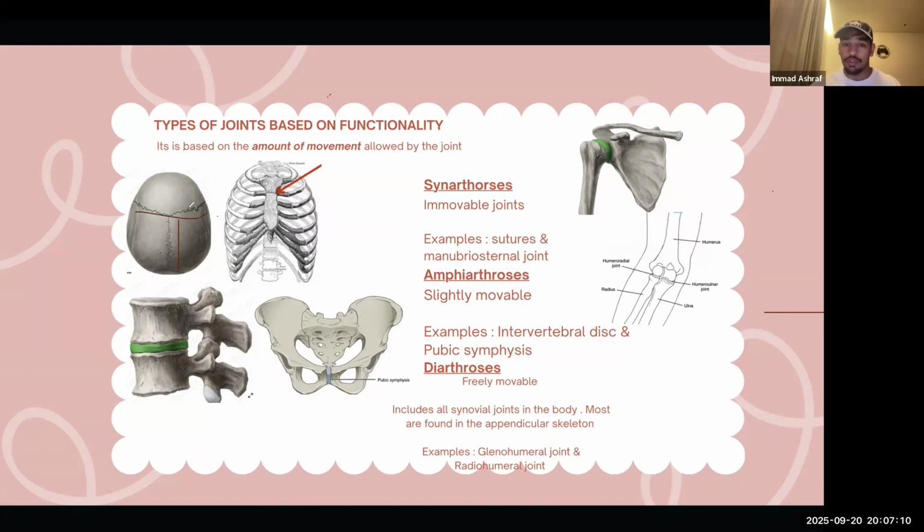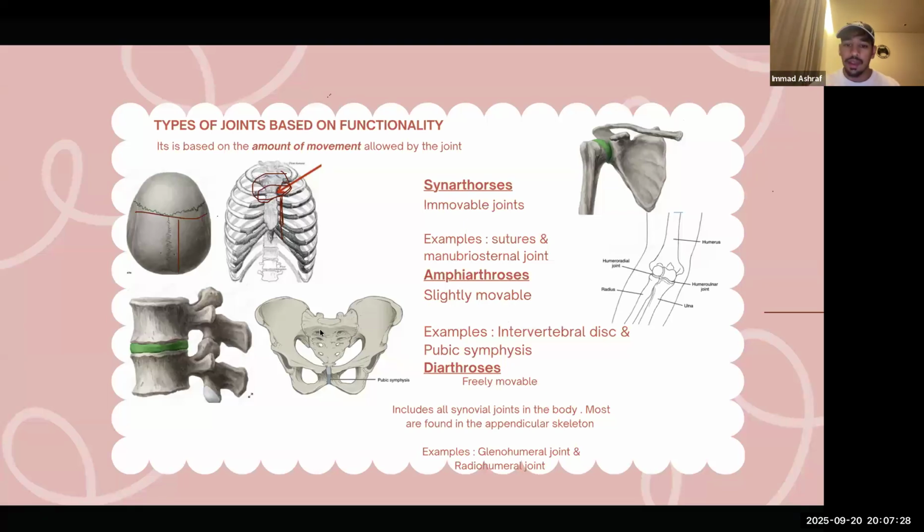You need to remember the names of the joints and the examples, by the way. The manubriosternal joint, which is this one right here, is between the manubrium, this thing, and the sternum, this bone. So the joint between them is not supposed to move. So it's synarthrosis. Then you have amphiarthrosis, which is a slightly movable joint.